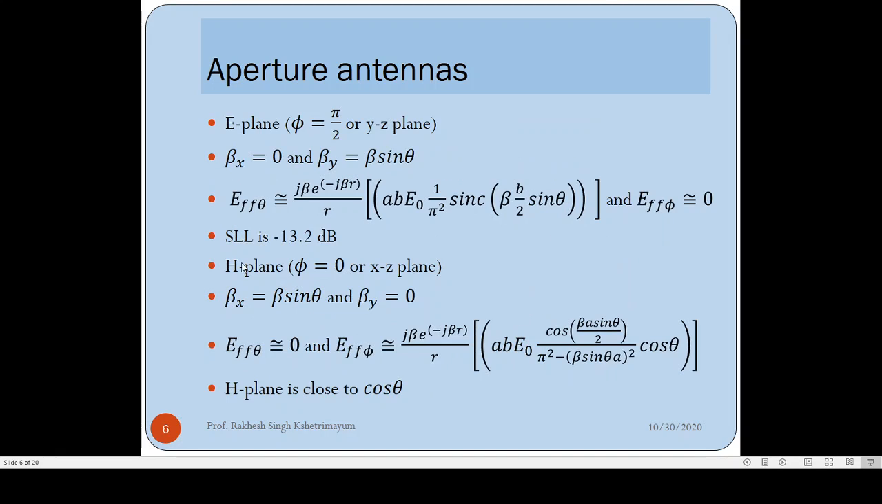So the H plane will have only a phi component, it will not have any theta component, and you can see the expression for the electric field in the far field, phi component, would be expressed like this. Look at this, you have the term cosine of theta. Because of this, you will see later on that the radiation pattern, when you draw it for the H plane, will be mostly decided by this cosine theta. It will have a cosine variation.